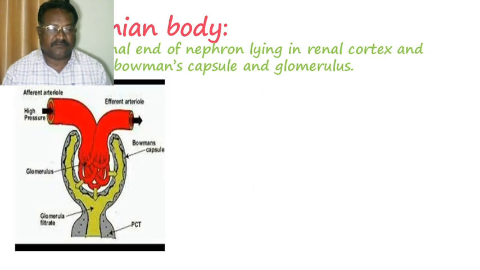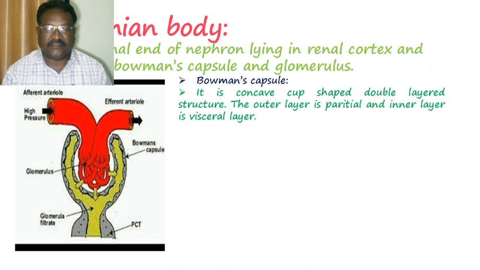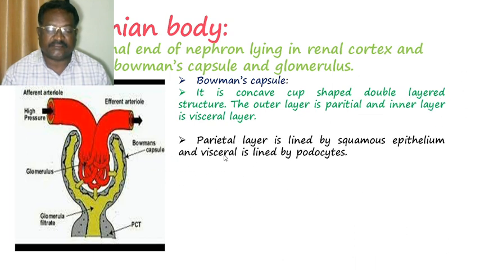Now this is the diagrammatic structure of the Bowman's capsule, and it consists of different parts. It is a concave, cup-shaped, double-layered structure. The outer layer is parietal and the inner layer is visceral. So the outer layer is called the parietal layer and the inner layer is called the visceral layer. These are the two layers present.